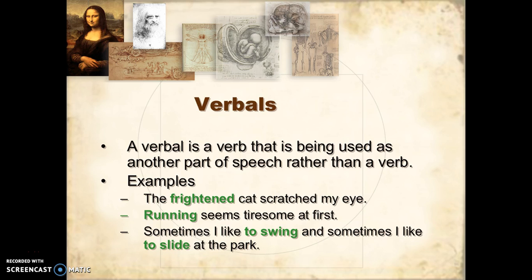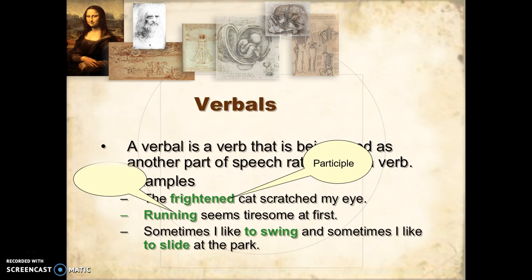Frightened describes cat. It's a participle. Running functions as a subject or a noun. It's a gerund. To swing and to slide function as direct objects. I can't speak today, and they are functioning as nouns. See, it's going to tell you that now because I forgot to click as I was going through all that.